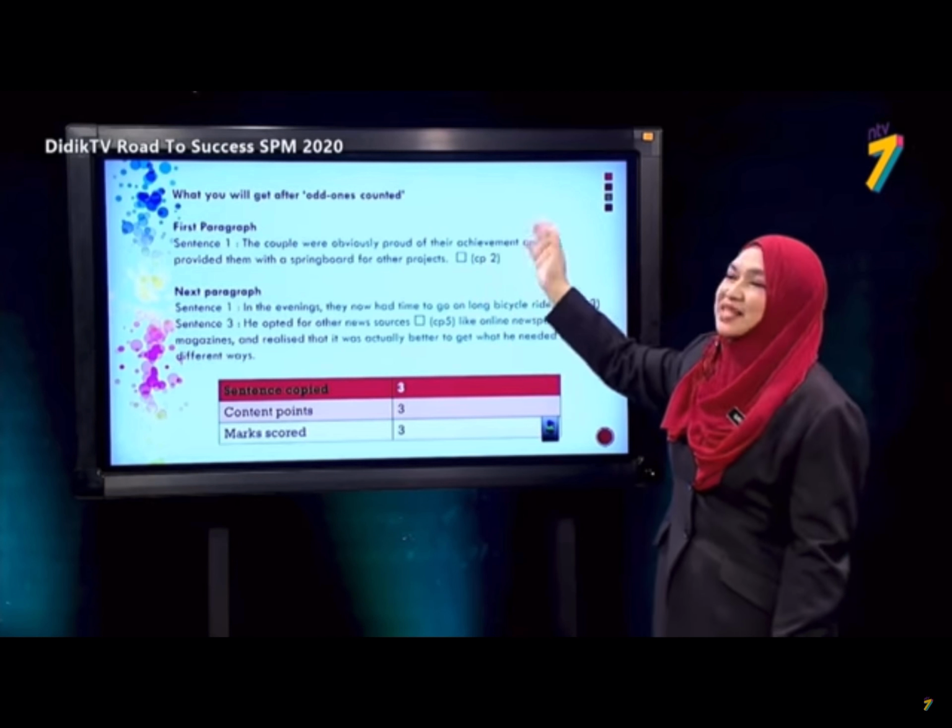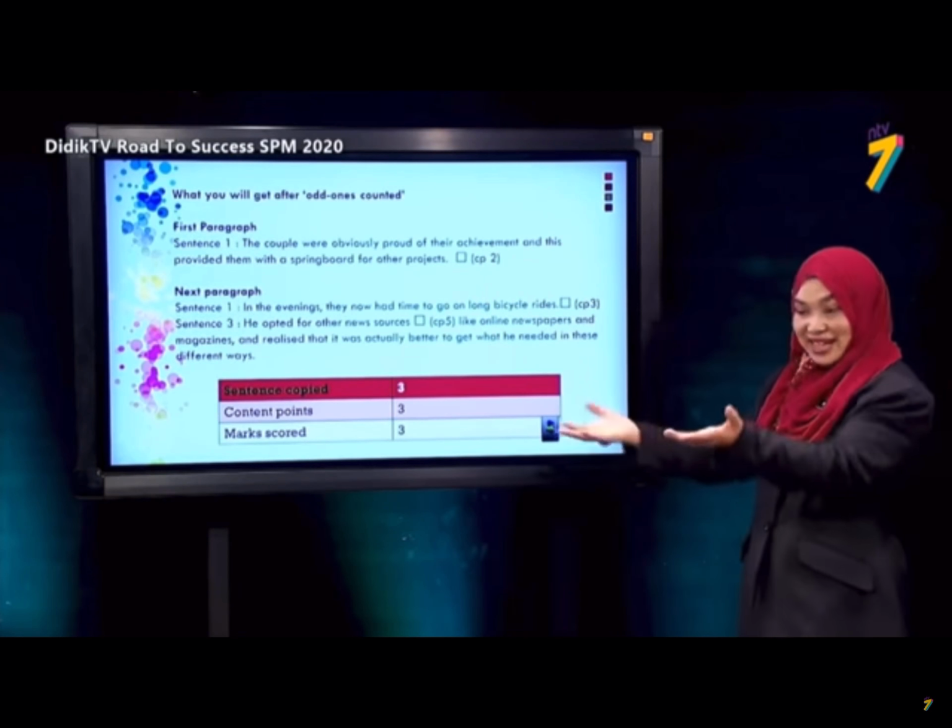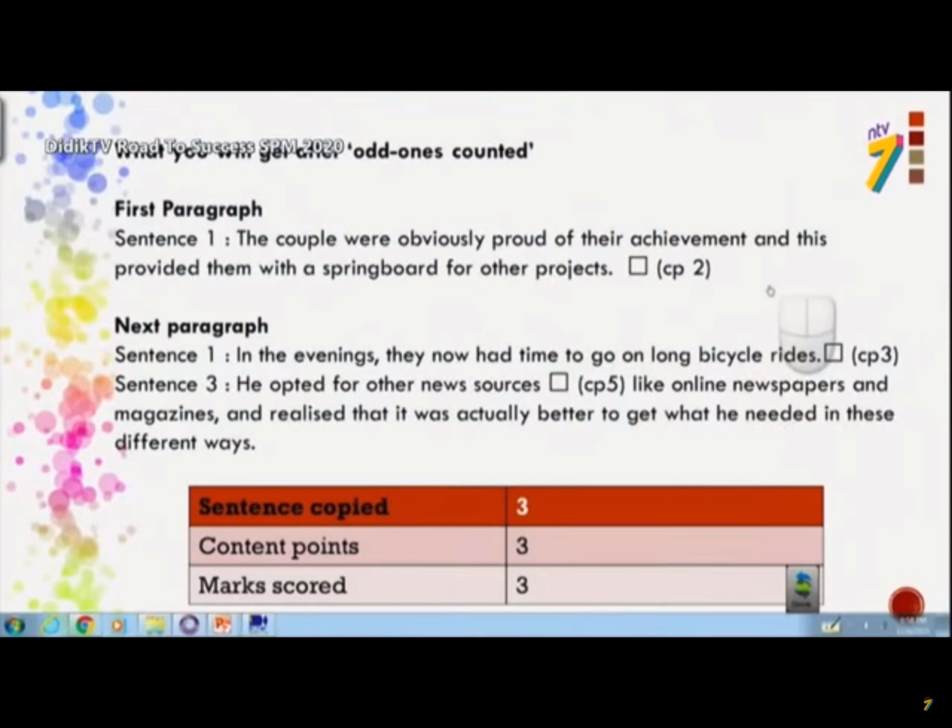So you have this already. So from the paragraph, you will take out the sentence. So this is content point 2. So this is the answer. So without doing anything, you just take it and you will get the point. So this is 1 mark. Alright. So if you have finished doing this, you will basically get the marks.